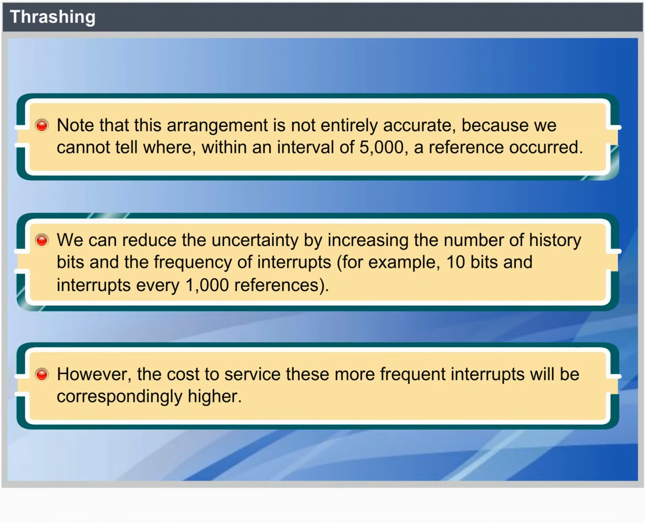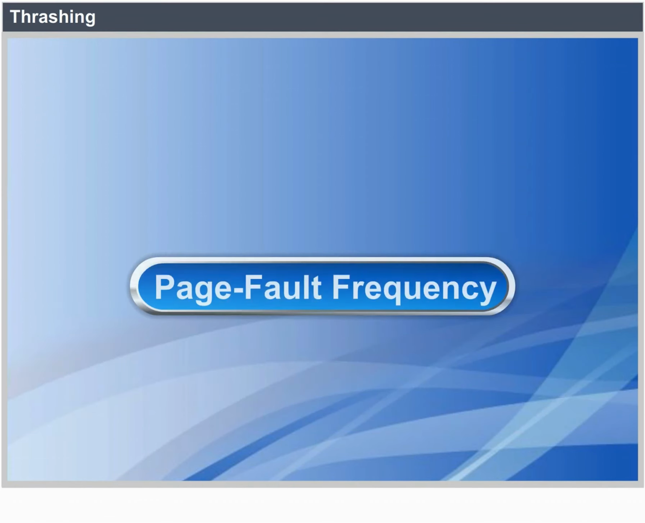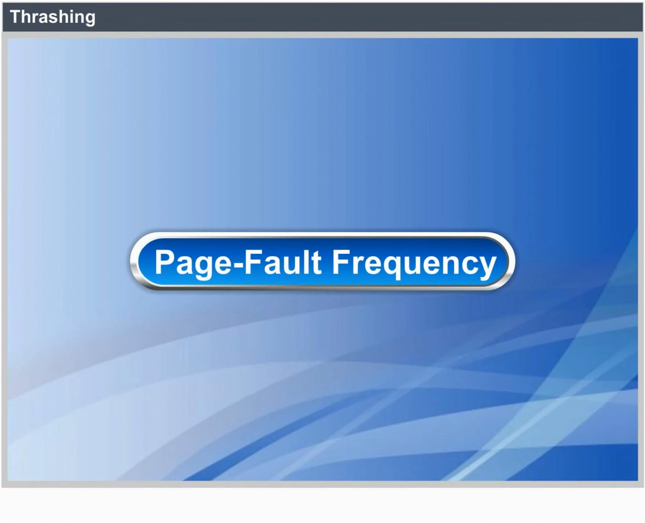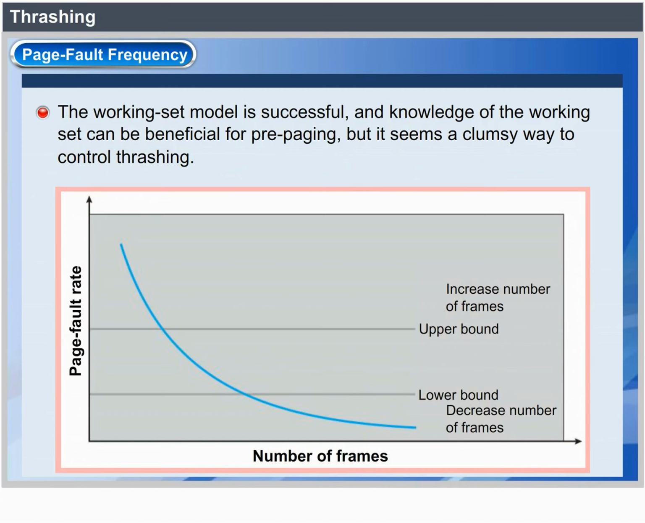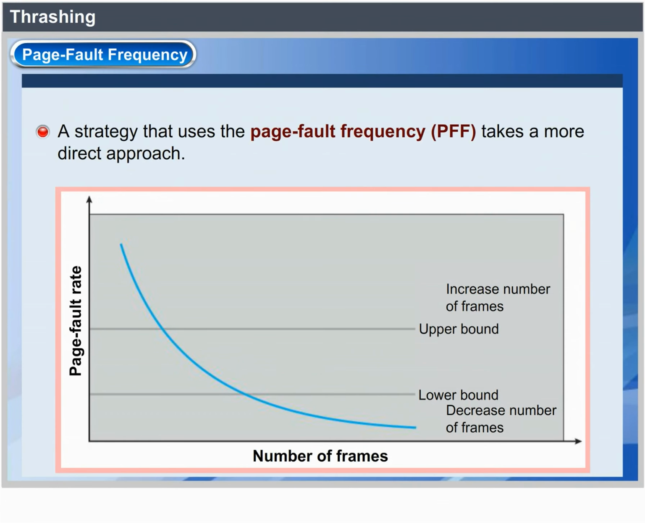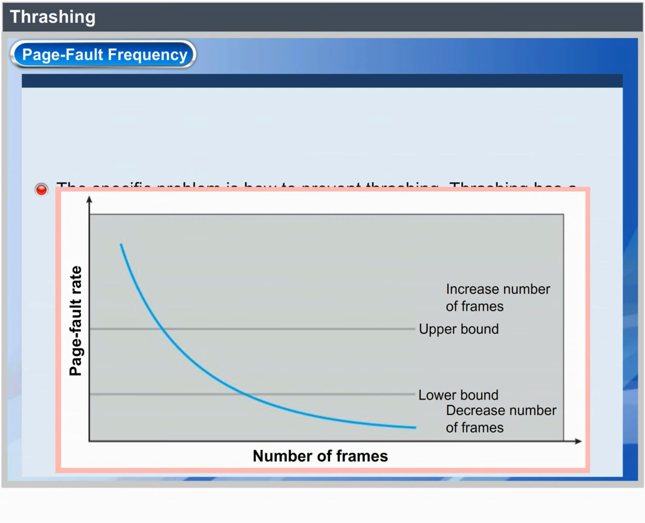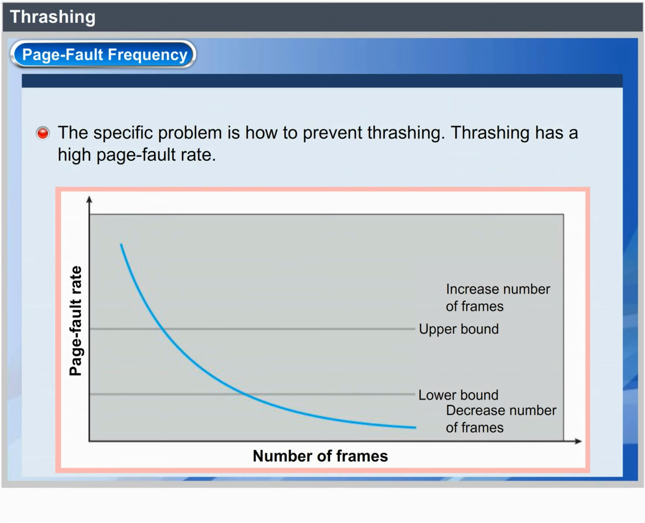Page fault frequency. The working set model is successful and knowledge of the working set can be useful for pre-paging, but it seems a clumsy way to control thrashing. A strategy that uses the page fault frequency, PFF, takes a more direct approach. The specific problem is how to prevent thrashing. Thrashing has a high page fault rate. Thus, we want to control the page fault rate. When it is too high, we know that the process needs more frames.